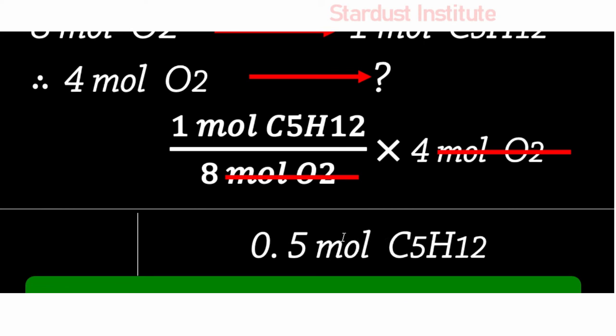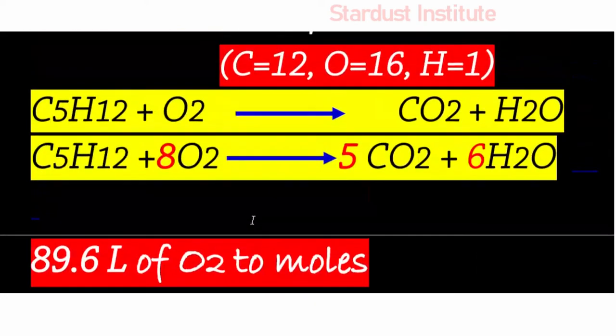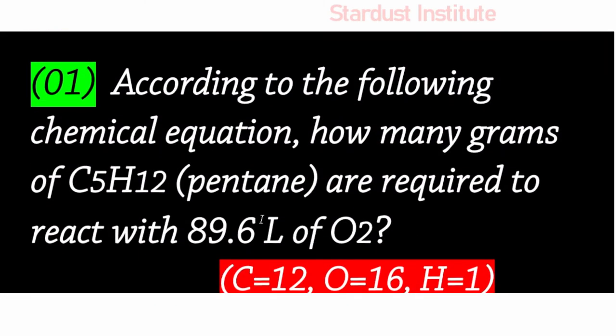But we have been asked how many grams of pentane are required. We have found moles of pentane. It is 0.5. Now we have to convert that 0.5 moles of pentane to grams.